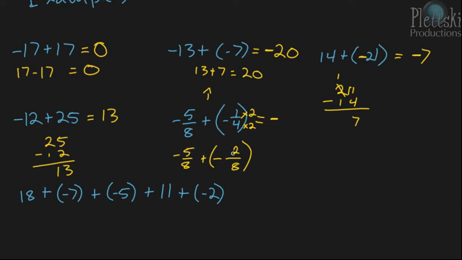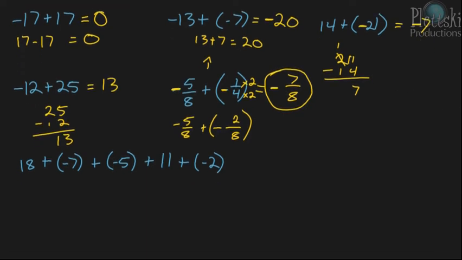So 5 plus 2 is 7. So we're going to end up with 7, and the denominators stay the same. We just add the numerators. And our answer is going to be negative because we're adding a negative and another negative. So our answer is negative 7/8. And that's all there is to that one.